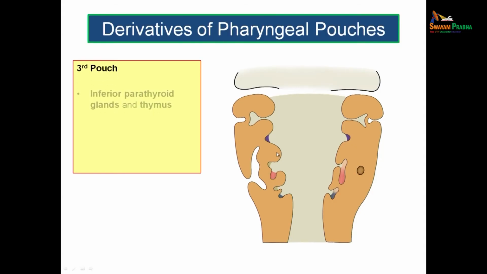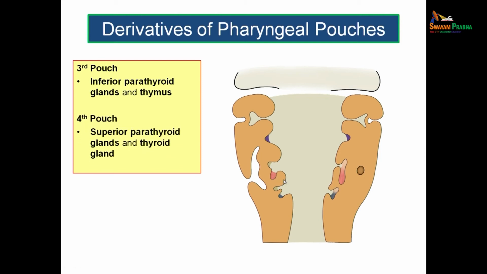Now coming to the third pouch. So the first pouch over, the second pouch over. Now coming to the third pouch. In the third pouch, you have the inferior parathyroid and the thymus gland developing. The inferior parathyroid is moving down along with the thymus and lying at an inferior position behind the thyroid gland. Hence, this parathyroid is called the inferior parathyroid.